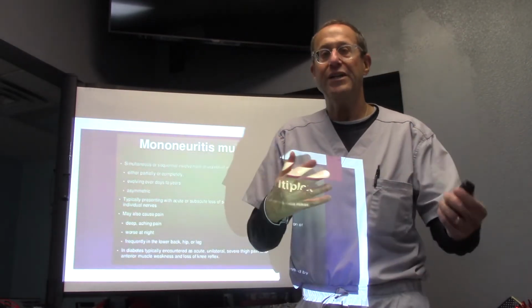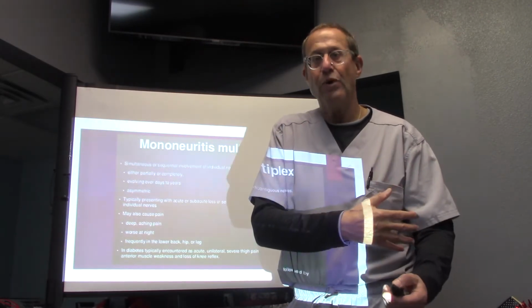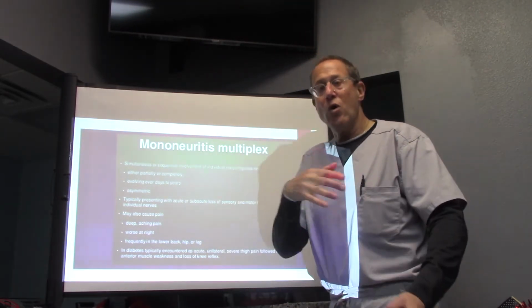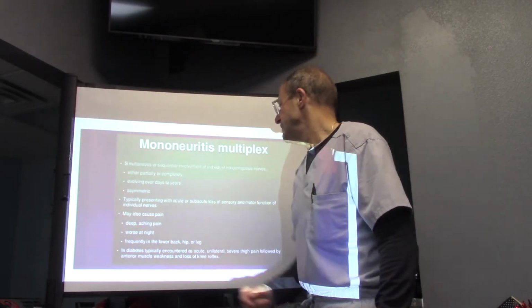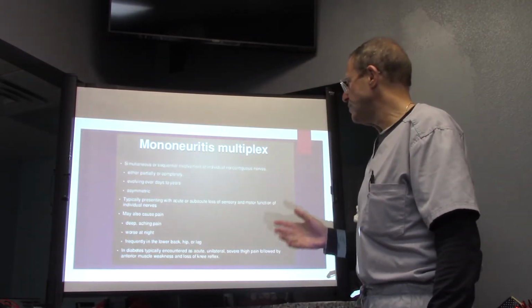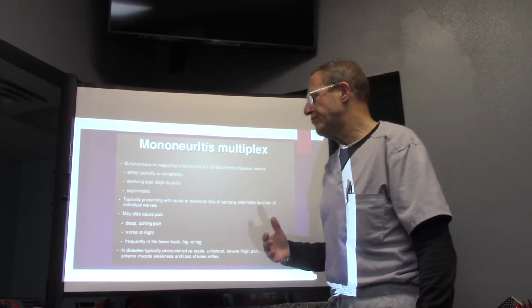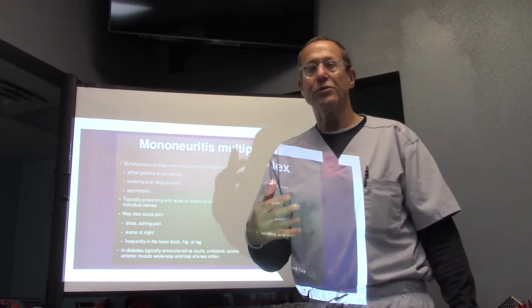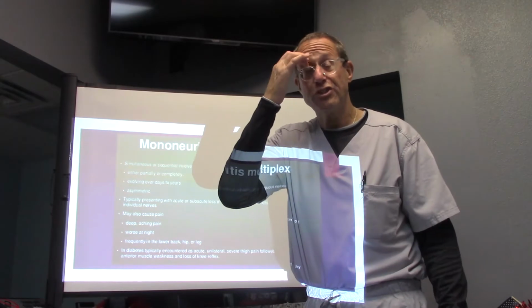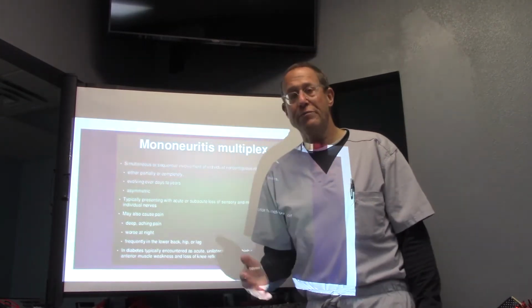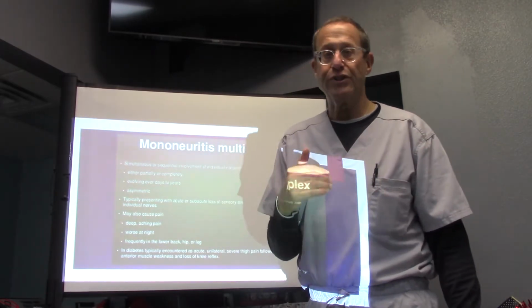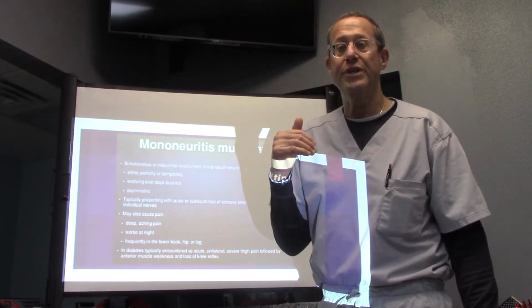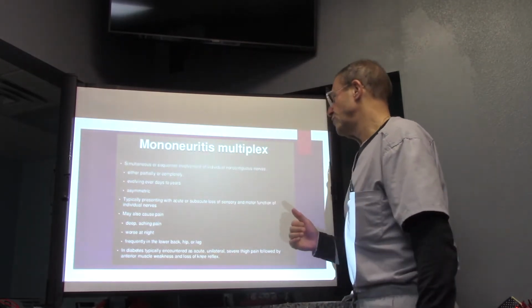Okay, meaning that it could be on one side of the body or on the other, or maybe, like I said, the right hand and the left foot or something like that. It typically presents with acute or subacute loss of sensory and motor function. When you lose sensory function, you're losing the ability to touch, to feel. You may have numbness, you may have tingling, and motor is going to affect the portions of the nerves that go to the muscles. So it's going to cause weakness.